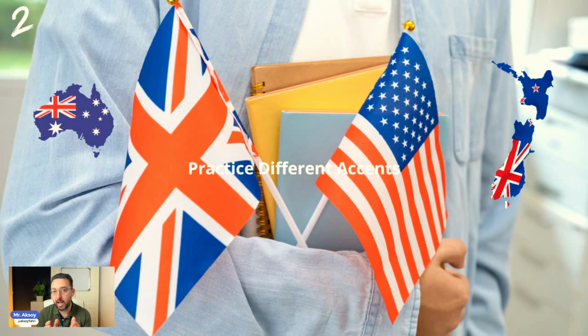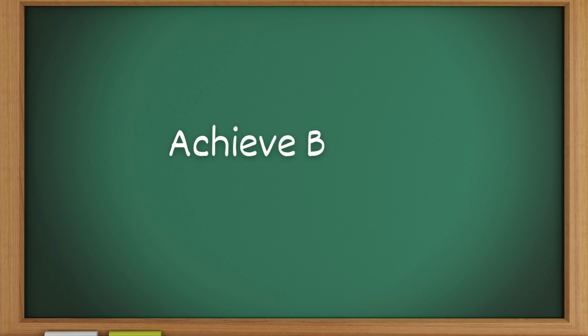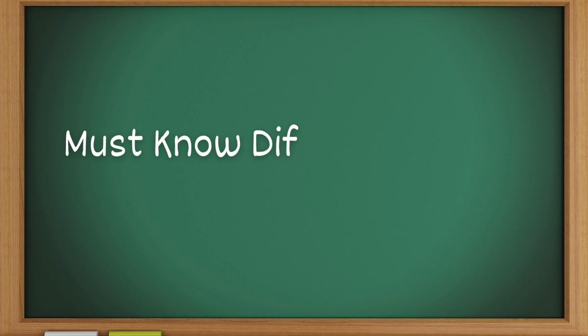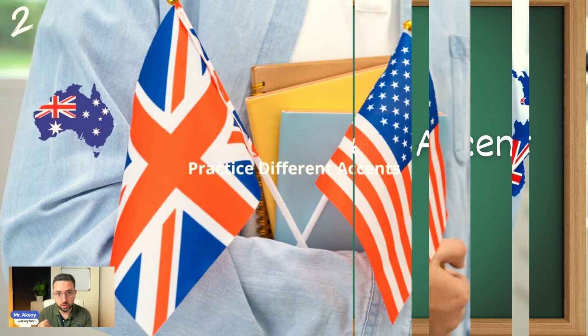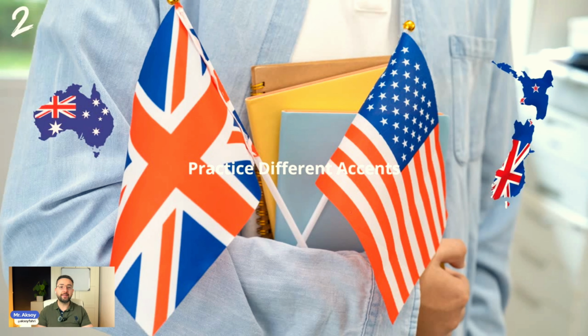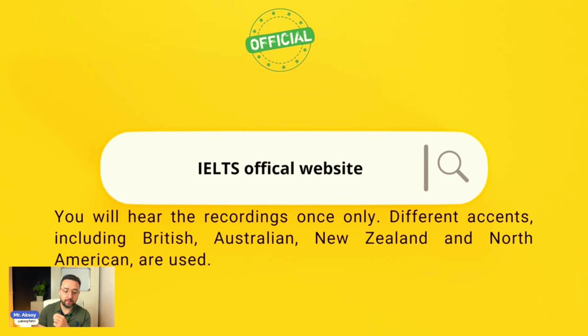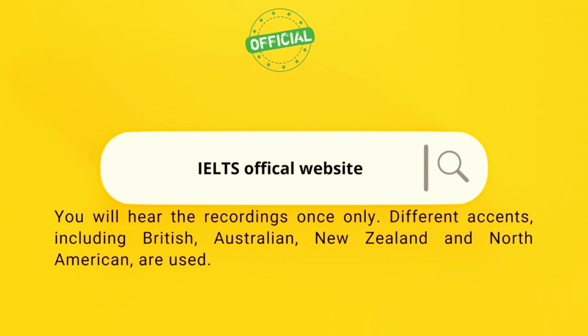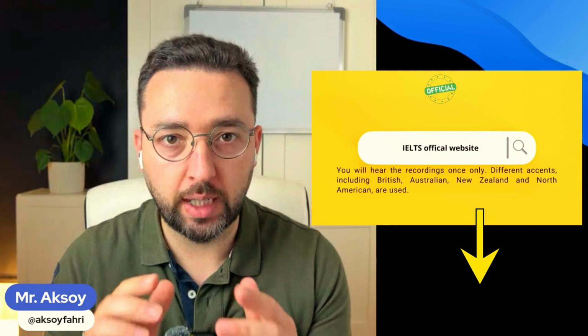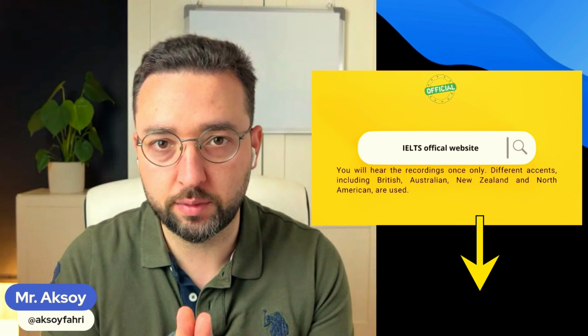Practice different accents, because in order to achieve band 9, you must know the different accents as well. So what do I mean by that? Let's check what the IELTS official website says about that. On the IELTS official website, it says that you will hear the recordings once only. Different accents, including British, Australian, New Zealand, and North American are used. I'll leave the link below to the official website so you can check it yourself as well.